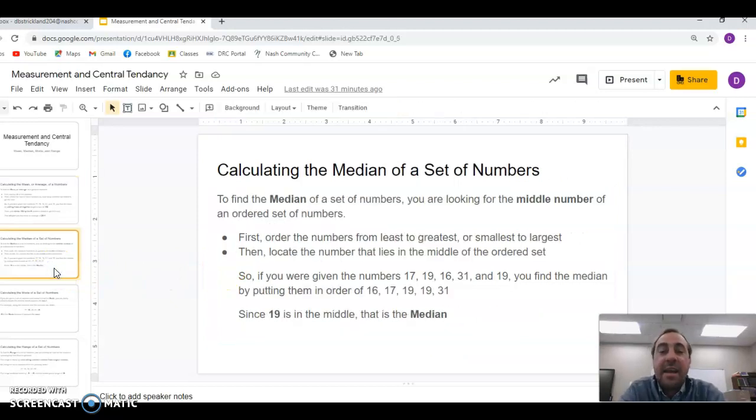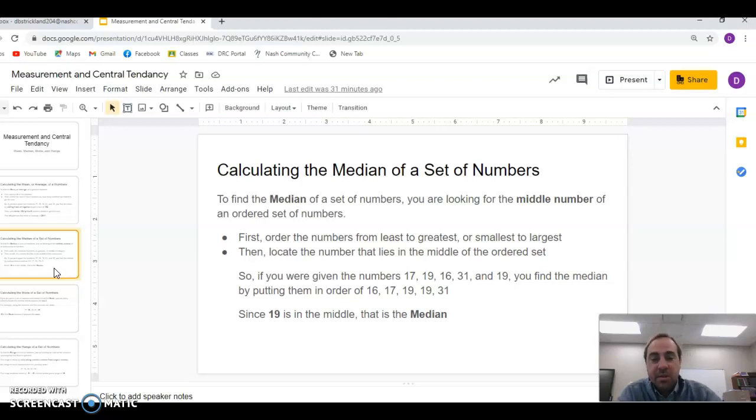Next, we've got the median. Now, everybody, the easiest way to remember what the median is, is to think about the highway. The median is in the middle, and that's exactly what median means. It means that if you order your numbers from least to greatest, it'll be the number that falls directly in the middle.